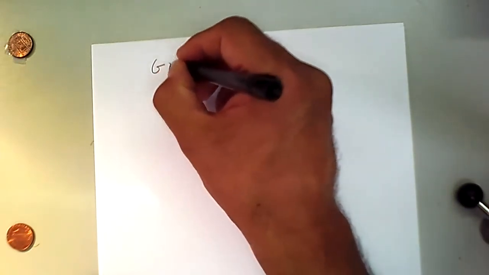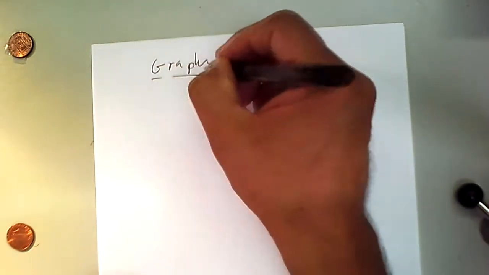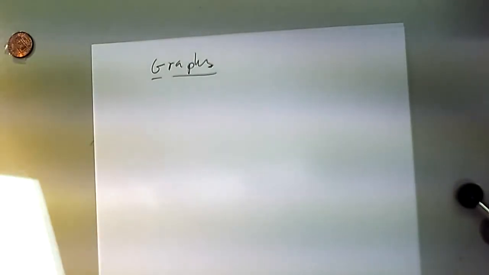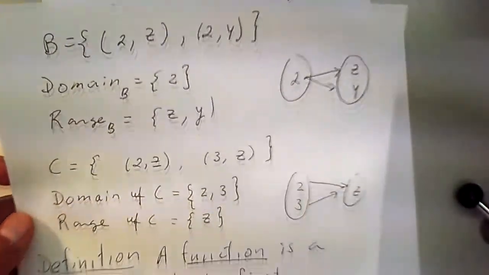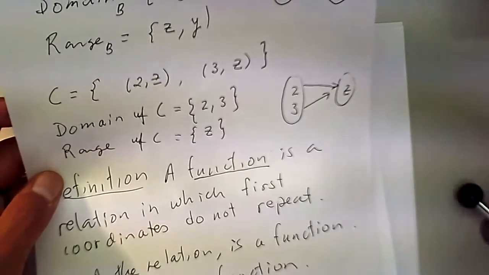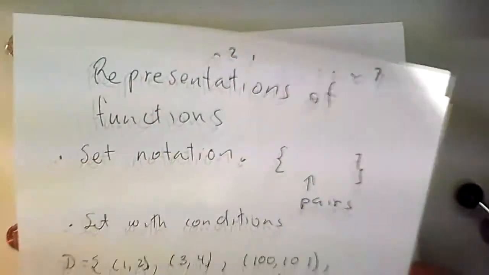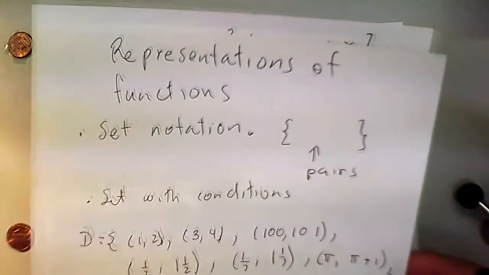There's another way to represent relations, and that is with graphs. So I just want to make sure we know what we're talking about. First, we define what a relation is. Then we define what a function is. Then we went to representations.